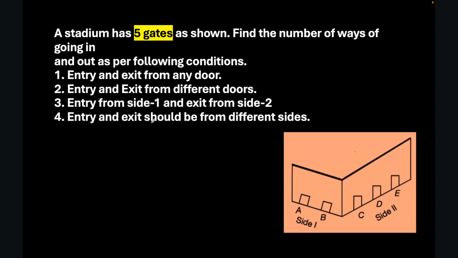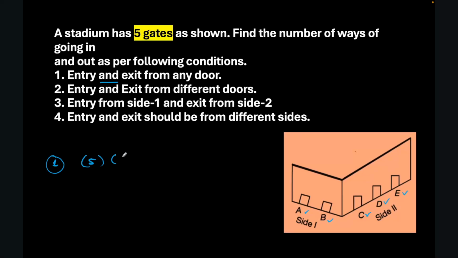This example has a stadium with 5 gates as shown. So we have 1, 2, 3, 4, and 5. Okay? And we have to find the number of ways of going in and going out as per the following conditions. So in the first condition, let me write it here. We're told that entry and exit can be from any door. So we can enter from any door, which are essentially 5 ways, right? And exit. So we have "and", so we're going to multiply.